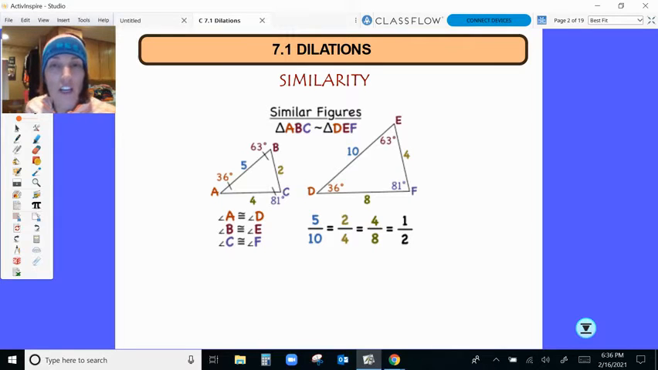So first of all, let's talk a little bit about similarity, just sort of a crash course. Similar figures, this little squiggly line means that figures are similar, so ABC is similar to DEF. And what that means is that all of my angles are equal and all of my sides are proportional.